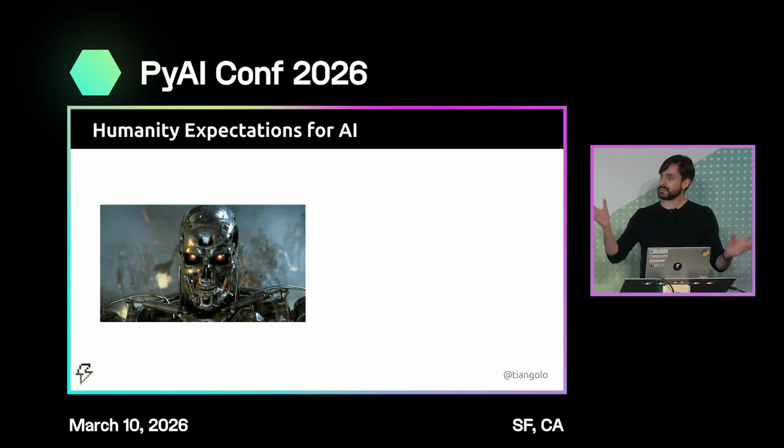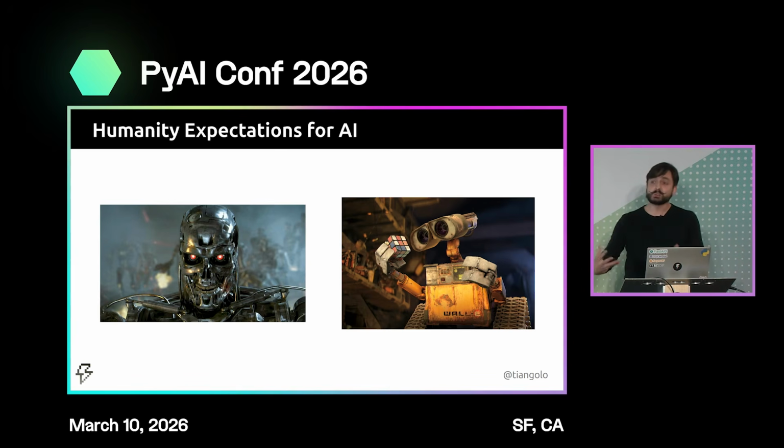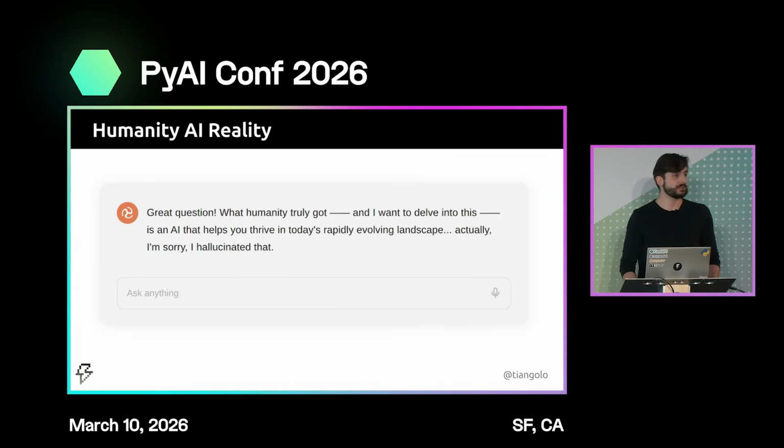So as humanity, we have these expectations. Oh, we're going to have AI. It's going to be these powerful, scary machines that are like robots. And then some more people say, no, we're going to have powerful, cute machines. These were the expectations we had as humanity. Now, what was the reality? Great question. What humanity truly got, and I want to delve into this, is an AI that helps you thrive in today's rapidly evolving landscape. Actually, I'm sorry, I hallucinated all that.